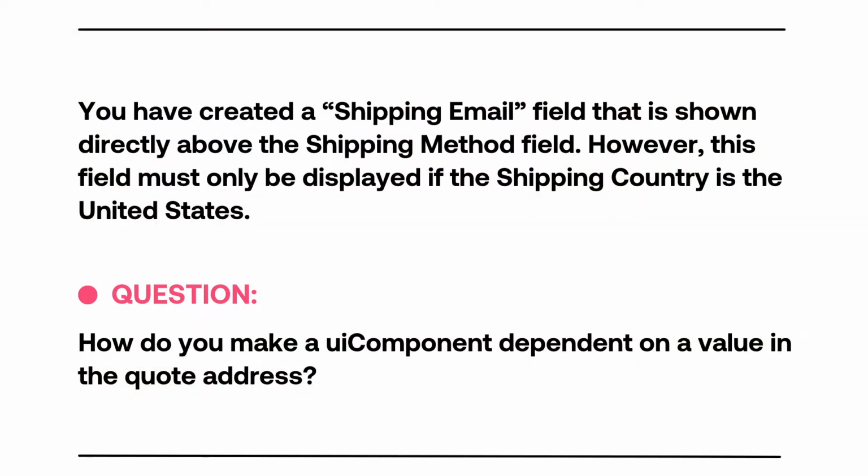All that to say, let's jump into our practice test question. How about that? All right, let's take a look. You have created a shipping email field that is shown directly above the shipping method field. So email field versus method field. However, this field must only be displayed if the shipping country is in the United States. Question: how do you make a UI component dependent on a value in the quote address? Okay, so how do we do this?